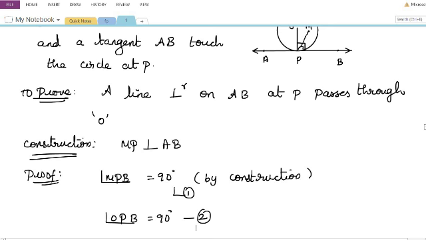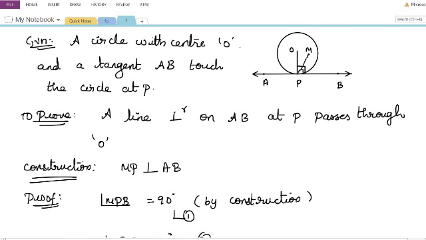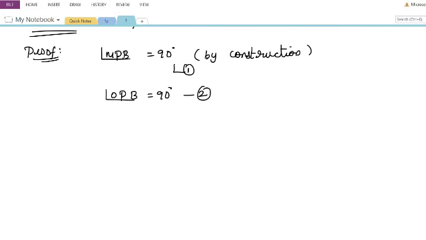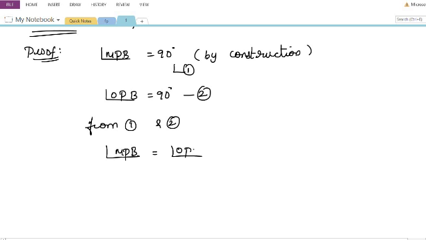On the right hand side, it is 90 degrees. But look into the diagram. OPB covers this full angle, where MPB is a part of OPB. So definitely it cannot be equal. So when I compare 1 and 2, from 1 and 2, angle MPB is equal to angle OPB.